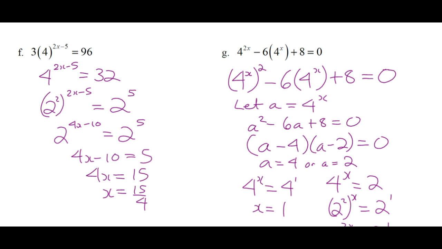It's just like sine squared x. It's the same deal, right? You've got a quadratic in sine. You've got sine squared x minus 2 sine x plus 7 is equal to 0. Okay, factor. Solve.